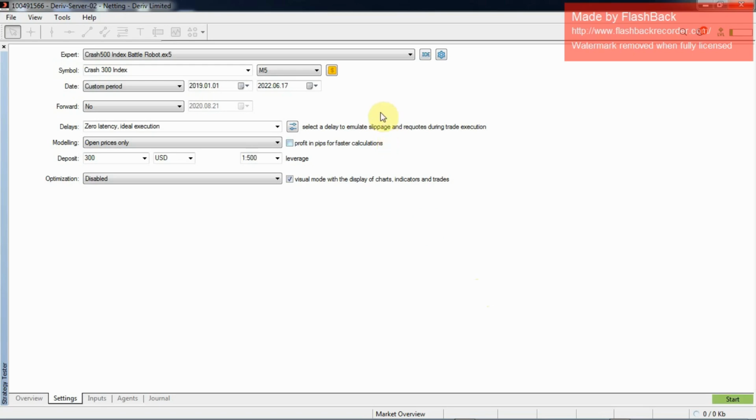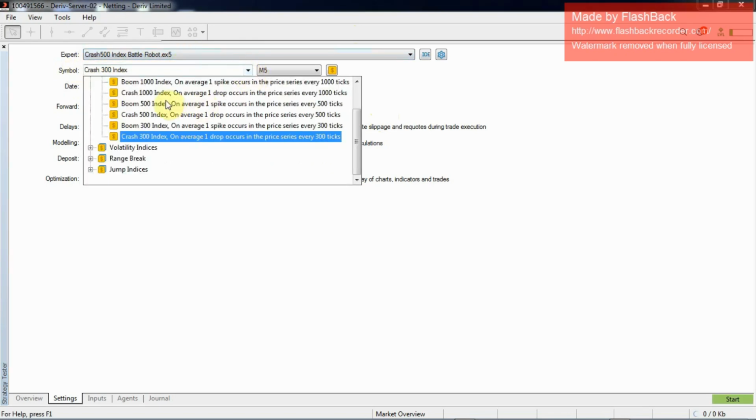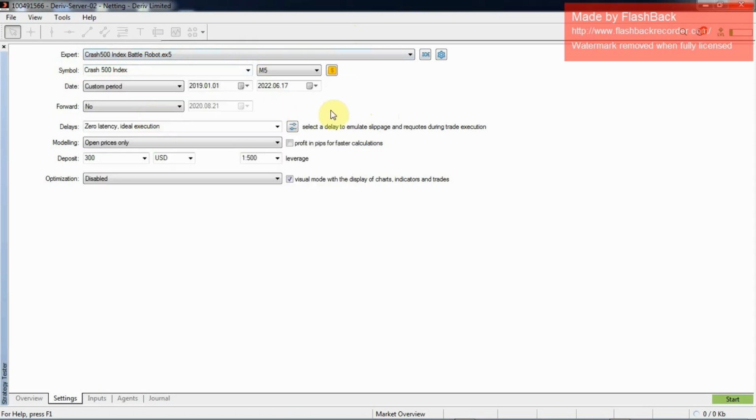So I will be showing you all the robots I'm running on my account. Most of you, I think you've seen that account I post on Instagram. I think I'll post it here on YouTube. I'm running a total of 5 or 6 robots on that account. So I'll show you these robots, starting with the Crash500 index battle robot. It trades the Crash index on the 1-hour chart.